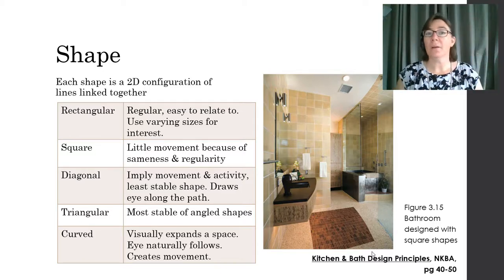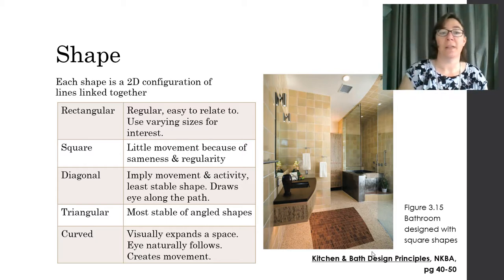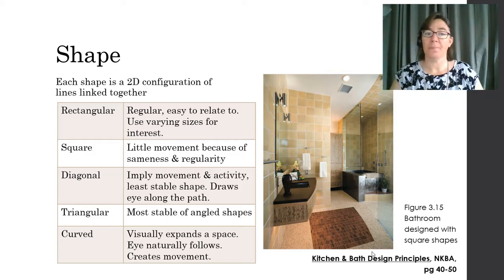Rectangular shapes are also regular. They're easy to relate to, and they're a little bit more interesting than square, right? Because you've got some varying sizes. Diagonal shapes, much like diagonal lines, imply movement, activity. So they feel a little bit unstable, and they might draw your eye along a path. Of all the angled shapes, though, the triangle would be the most stable. It generally has a stable base. Curved shapes are going to visually expand a space as well as soften, like we talked about with the lines. And your eye will naturally follow that curve. So like the diagonal shapes, they create movement.